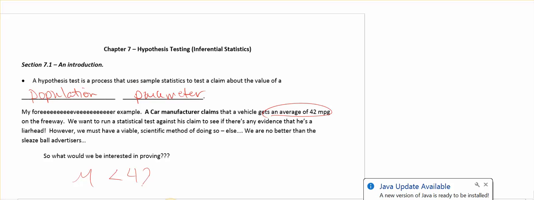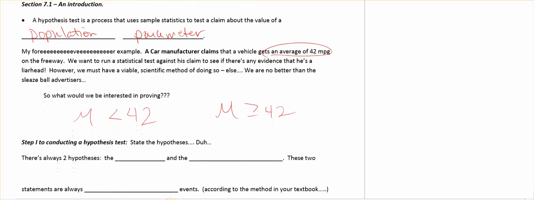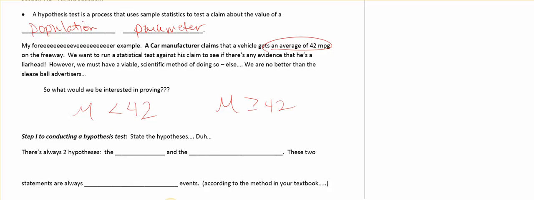Alright, and so if this is what we're interested in, the other version would be that it's greater than or equal to 42. And you've just written your first two hypotheses. There's always two in the hypothesis test.